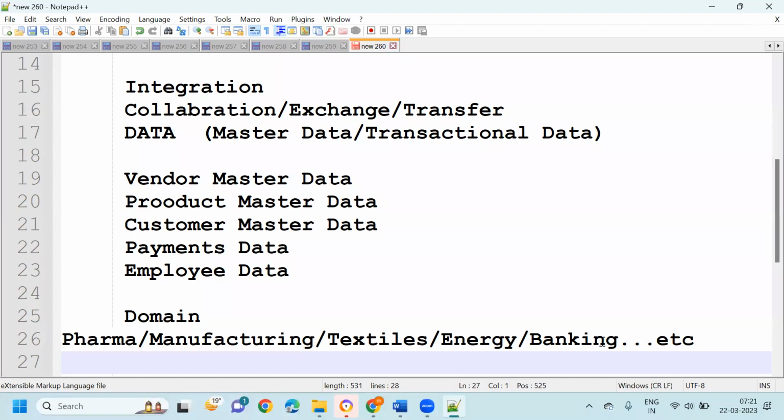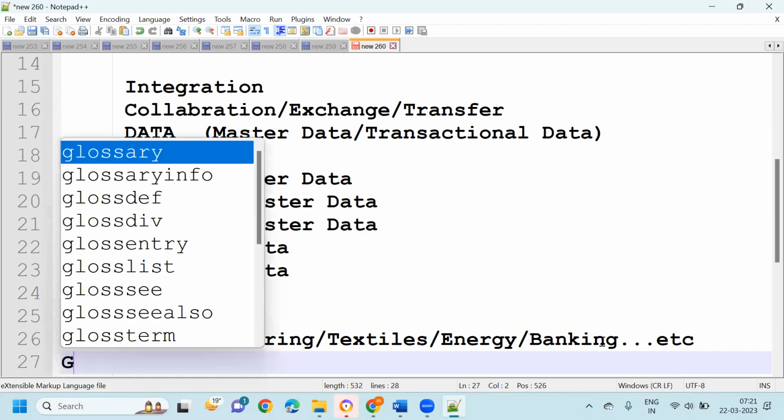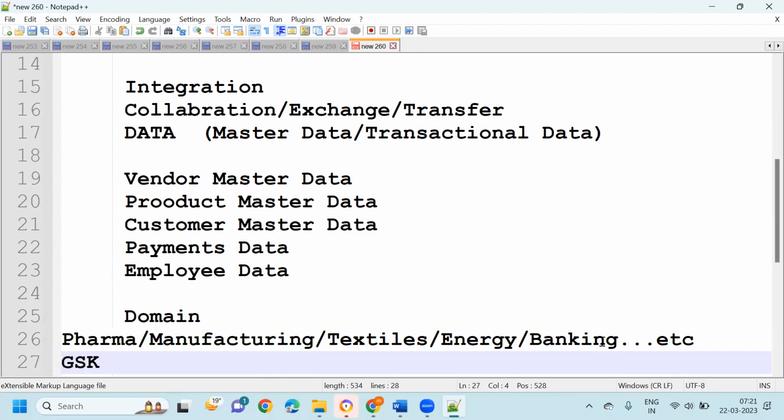Let's take some examples here. I'm going to take GSK. What is this? This is one organization. We need to capture which domain this organization belongs to. So this GSK belongs to the pharmaceutical domain.